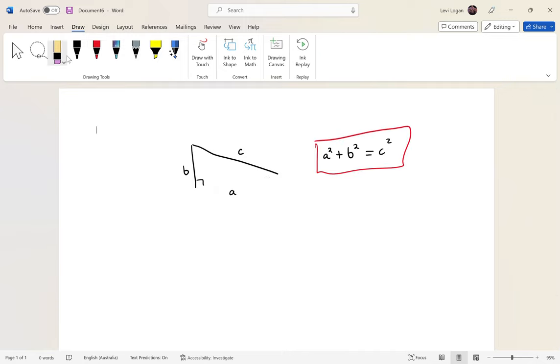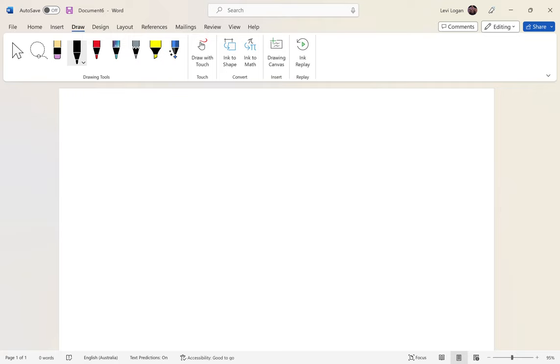Okay, so I'm going to show you that today. This is more of a proof video, so there'll be no questions to solve in this. It'll just be showing you where this formula comes from and why it works.